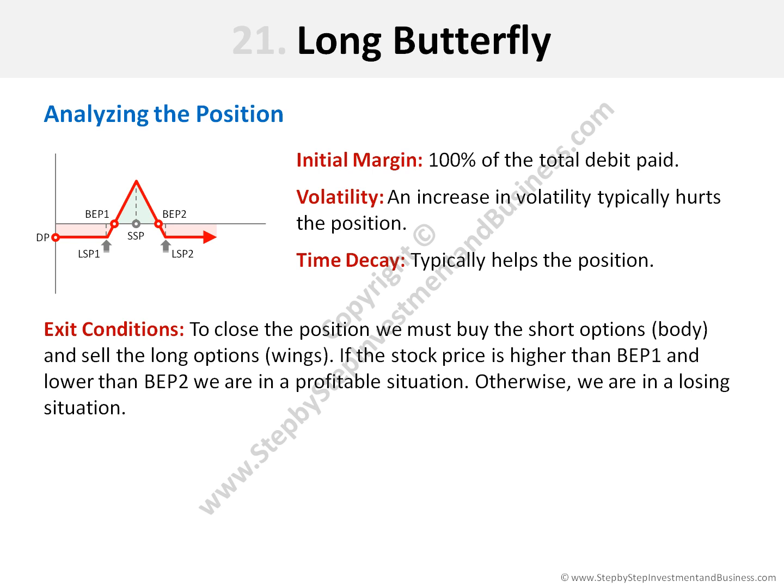With respect to exit conditions, to close the position, we must buy the short options, that is, the body, and sell the long options, that is, the wings. If the stock price is higher than break-even point 1 and lower than break-even point 2, we are in a profitable situation. Otherwise, we are in a losing situation.